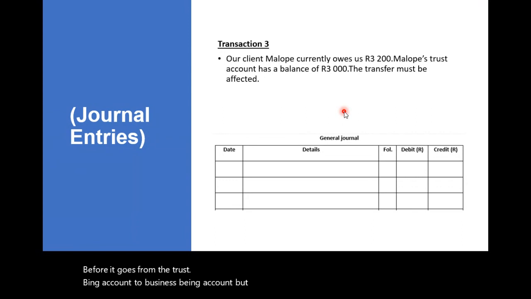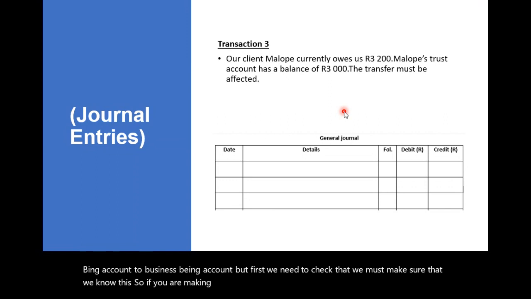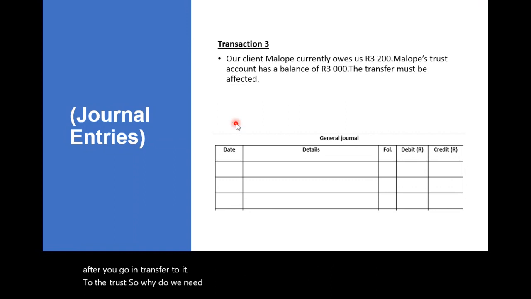But firstly, we must make sure that we know that. If you are making a transfer, it means you transfer from the business, and thereafter you transfer to what? To the trust. So we must have two accounts. Remember, the two accounts will affect Malope.